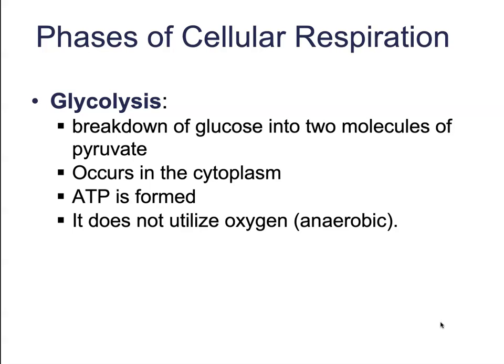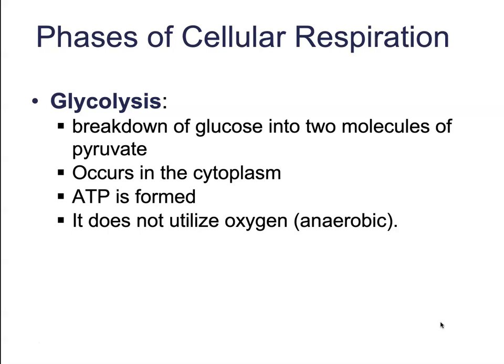Now here's the interesting thing. Glycolysis does not utilize oxygen. At this point, we're only in the cytoplasm and no oxygen has been required for this step. One thing I would like you to know for each of the phases, I would like you to know generally what goes in, what comes out, and where it occurs, and whether or not it uses oxygen. So location, what goes in, what comes out, and whether or not oxygen is required.